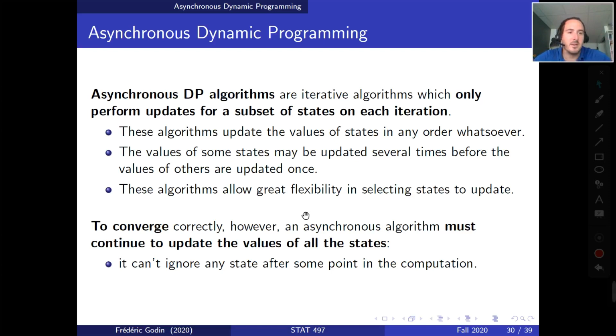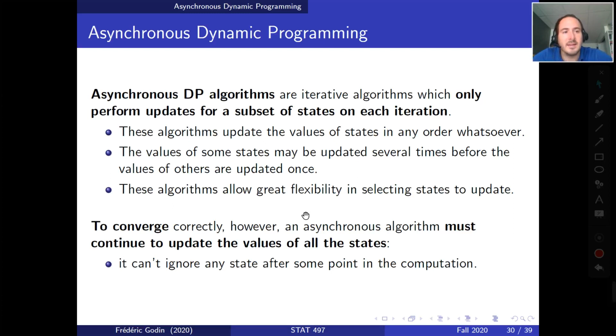Let's say you have states A, B, C. Then maybe in iteration 1 you update only A. Then in iteration 2 you update A and B, and only in the third iteration you update C. So it's possible that before updating C, you've updated A, for example, 2 times. In that case, some states might be updated more frequently than others.